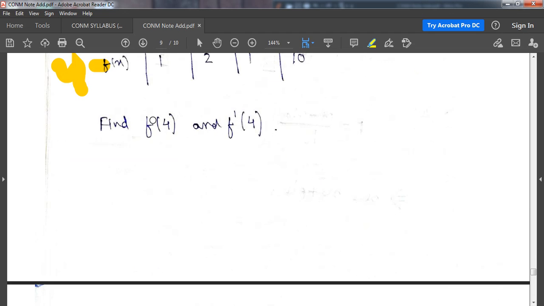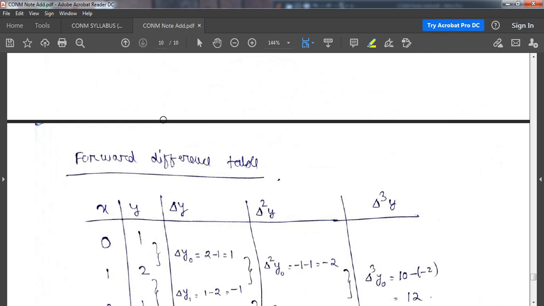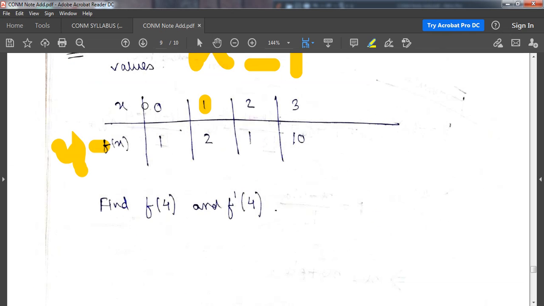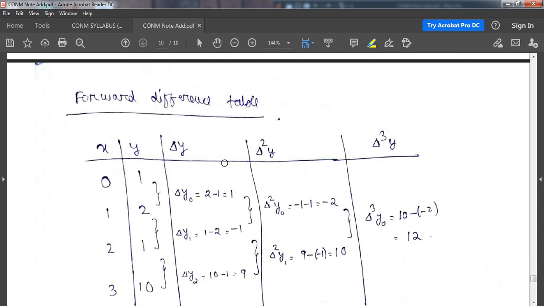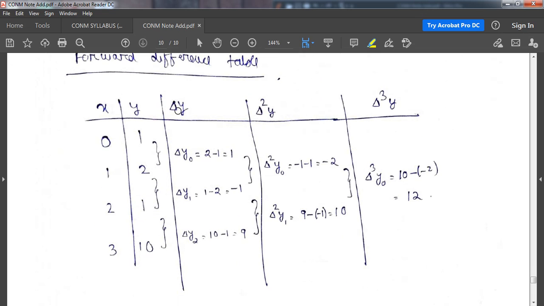So let's start with this. First we need to make the forward difference table. Remember, what do I have over here? x is 0, 1, 2, 3, and y is 1, 2, 1, 10. So I've written them down: 1, 2, 1, 10. This is my first forward difference. What is del y0? It is this value minus this value. Del y1 is this value minus this value, and del y2 is this value minus this value. So that's what we have done over here.